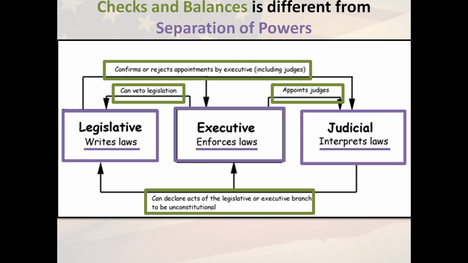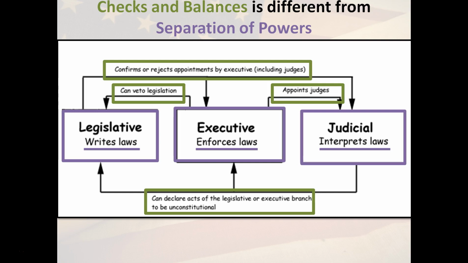The check is the ability to veto laws, Congress's ability to confirm or reject appointments that the president makes, including to the Supreme Court. The president has power over the federal court system in that the president gets to appoint judges. But again, Congress has to confirm or reject those appointments. So all three are involved there in checks and balances.